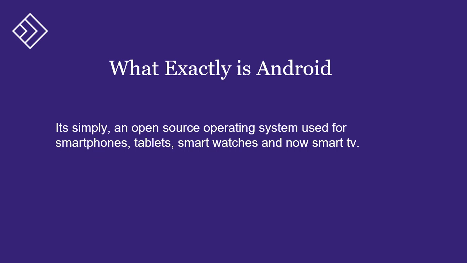So what exactly is Android? Many of you use Android, some use iPhone. If you go to Google and type in what is Android, it's the definition you'll find: Android is simply an open source operating system used for smartphones, tablets, smartwatches, and now smart TVs. So what it basically means is it's an operating system.